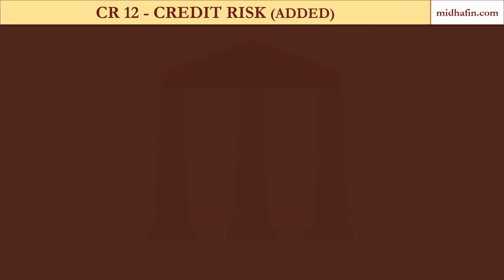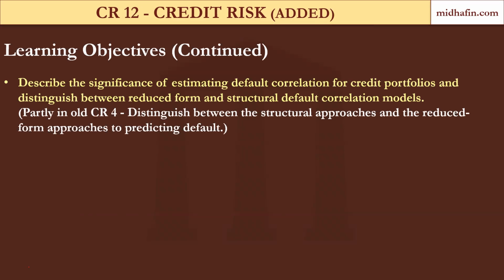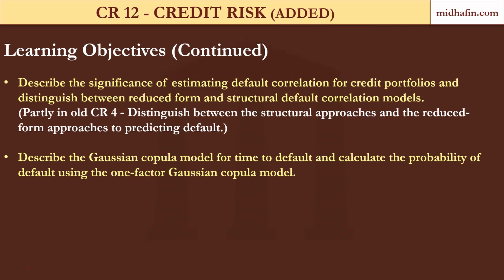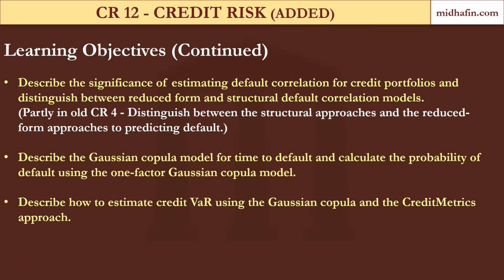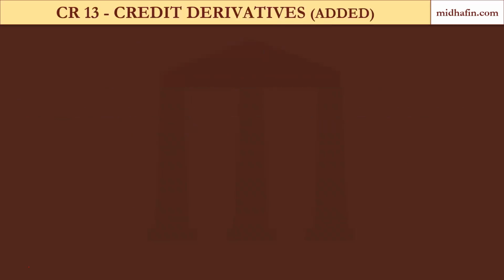So learning objectives are being scattered here and there depending upon which chapter or which concept they are most closely related to. Then we have the significance of estimating default correlation for portfolios and distinguishing between reduced form and structural default correlation models. It was there in old CR4, rating assignment methodologies, the difference between structural approaches and reduced form approaches to predicting default. Then the Gaussian copula model for time to default and calculation of probability of default using a one-factor model. Estimation of credit VaR using Gaussian copula.